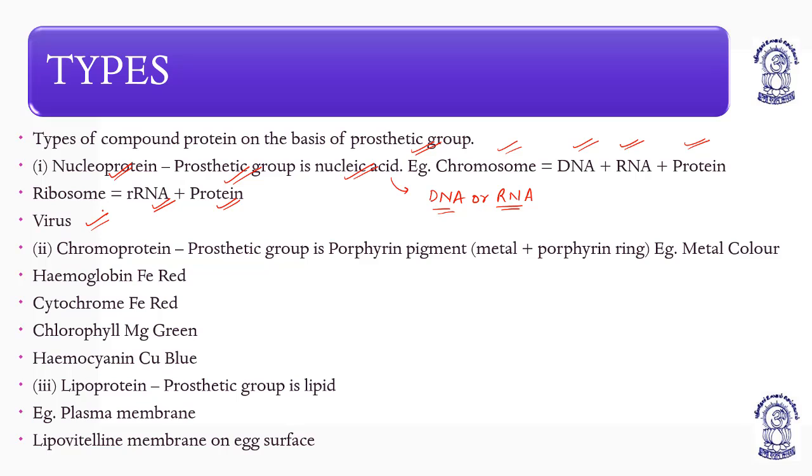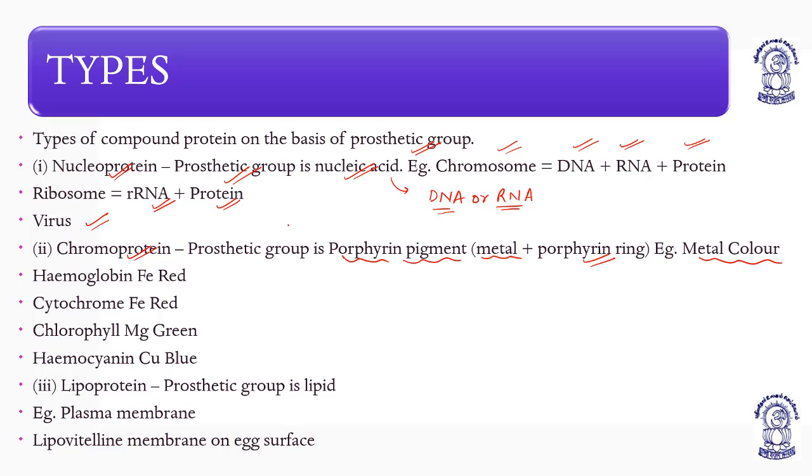Virus. Chromoprotein. Chromoprotein has a prosthetic group which is a porphyrin pigment. Porphyrin pigment means it is a metalloprotein, having a metal linked to it, which is metal plus porphyrin ring.